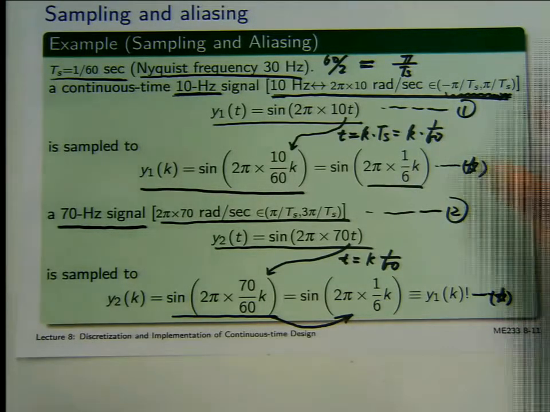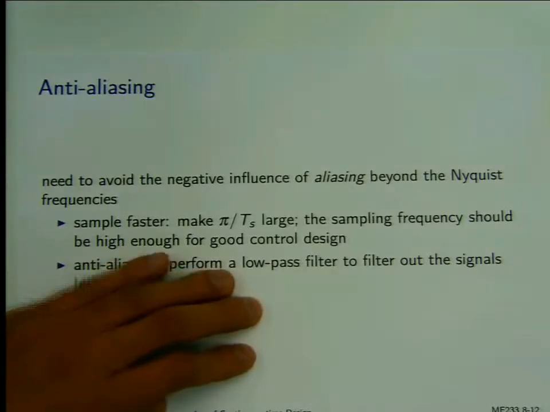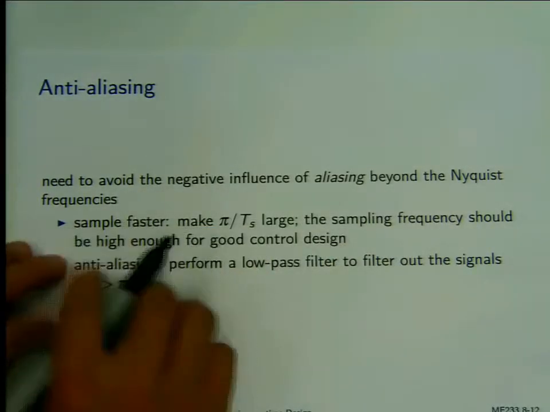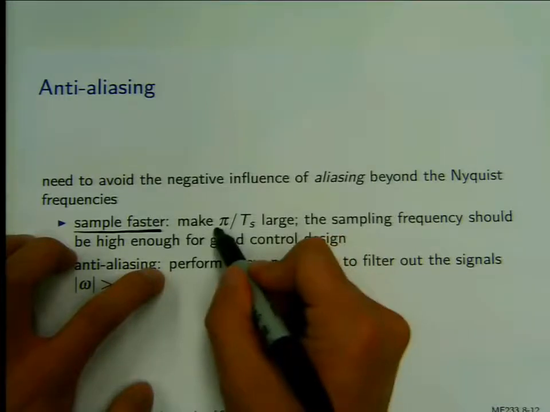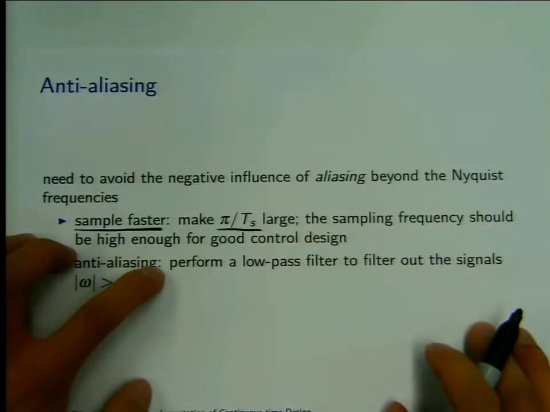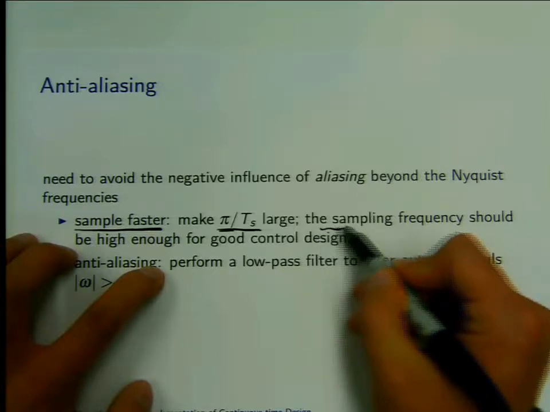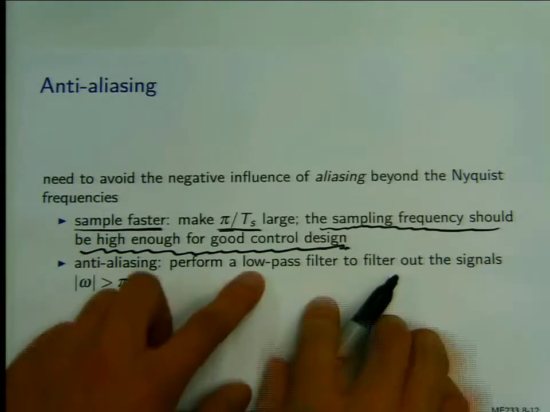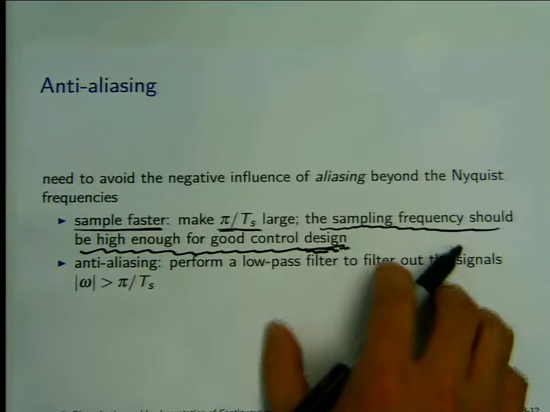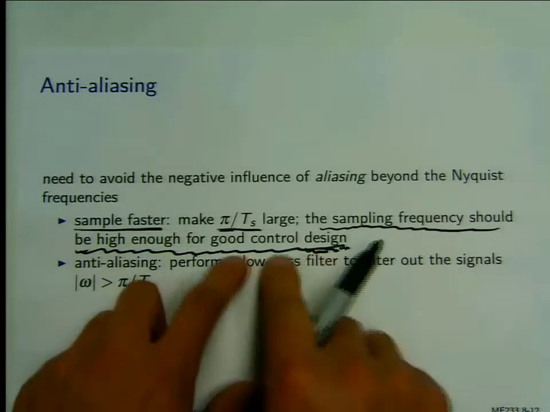Correct. So to solve this problem, there are two ways. One way is solving from the root cause. You sample faster. If you want to cover 10 hertz and 70 hertz, make sure your Nyquist frequency is larger than 70 hertz. So in a more complete sentence, it means the sampling frequency should be high enough, depending on your control goal. If a control goal has to go beyond 70 hertz, then your Nyquist frequency has to go beyond that. And it's usually a rule of thumb, so it's a general rule of thumb over here.